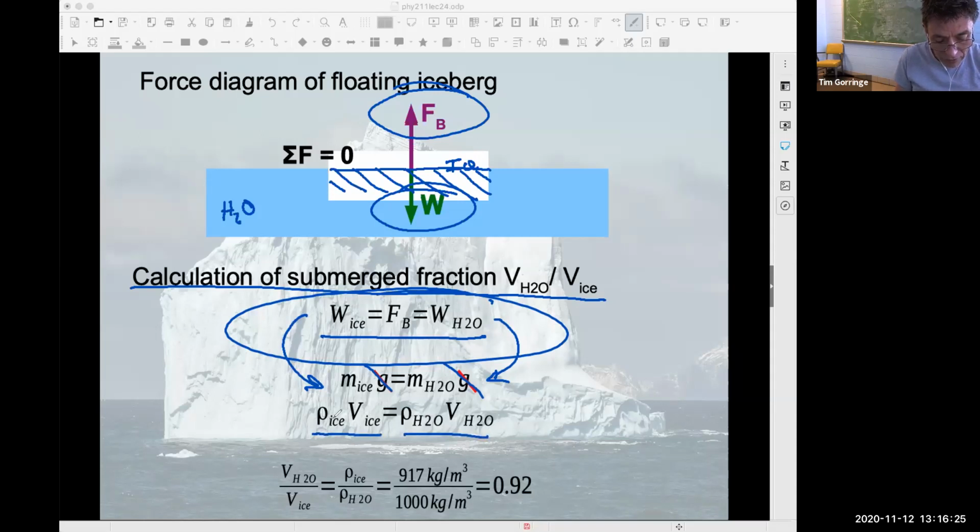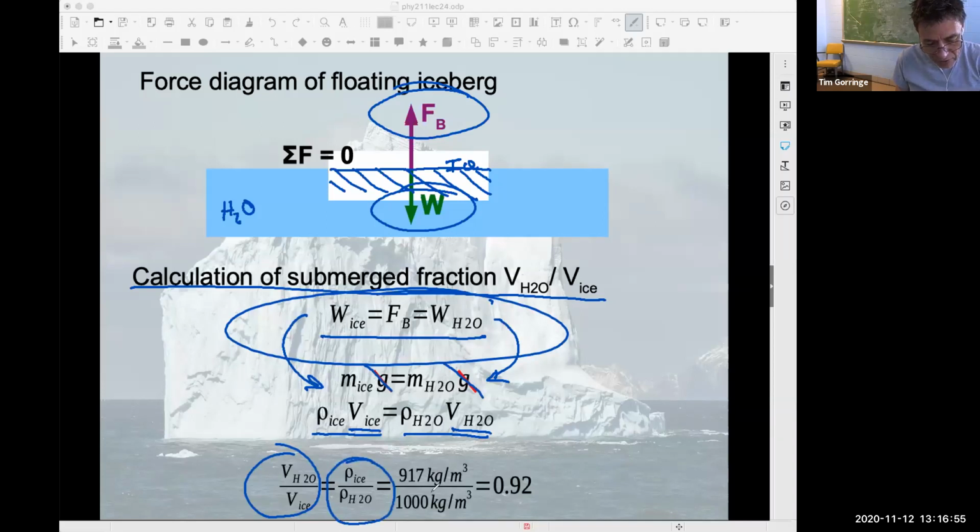So the product of the ice's density and its volume, and the water's density and its volume, must be equal to one another. Well, we want the ratio of the displaced water's volume to the ice's volume. So I can rearrange this equation for that ratio. And it tells me that the ratio of the water's volume to the ice's volume, which is the fraction of the iceberg that's underwater, is determined by the ratio of the ice's density to the water's density.